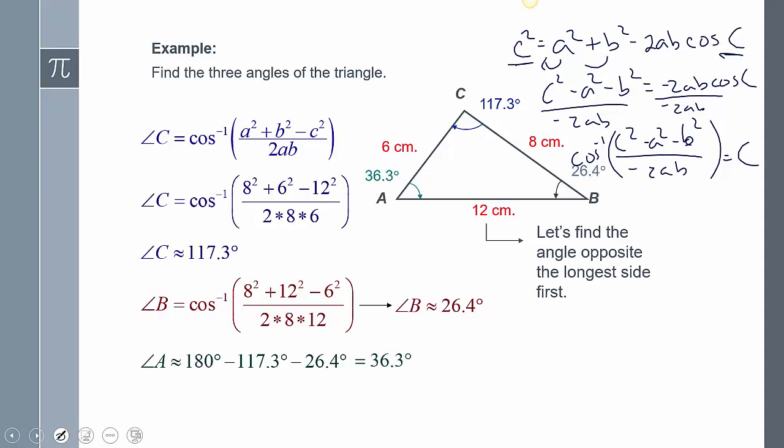So however you want to go about it, my recommendation is just memorize the formula, a squared equals b squared plus c squared minus 2bc cosine a. If you just memorize that, it's easy to manipulate. It's almost like the Pythagorean theorem.